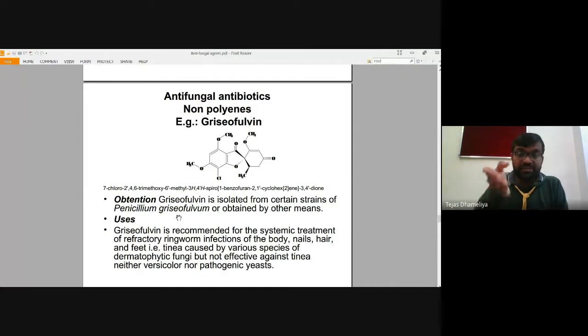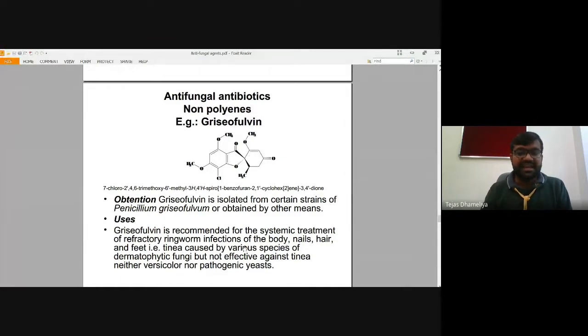Even griseofulvin, if you look at the structure, there is no carbon-carbon double bond outside the ring. Although यहाँ पे एक है, but it is a part of the ring. So that is basically the antifungal antibiotic griseofulvin. This griseofulvin is obtained from Penicillium griseofulvum. Penicillium genus से ही वो बना हुआ है.